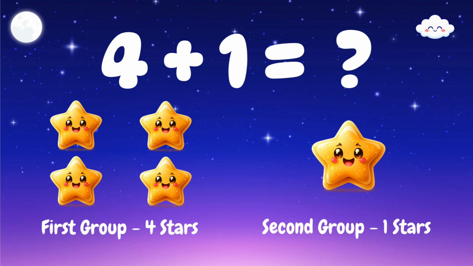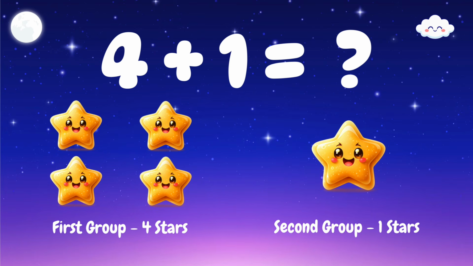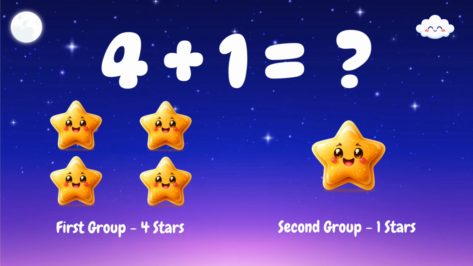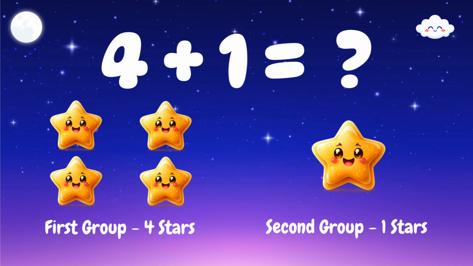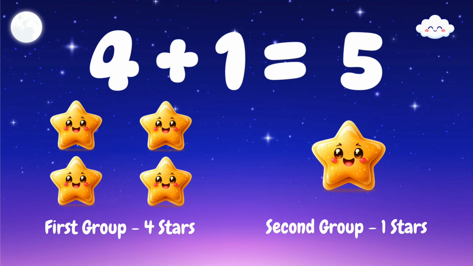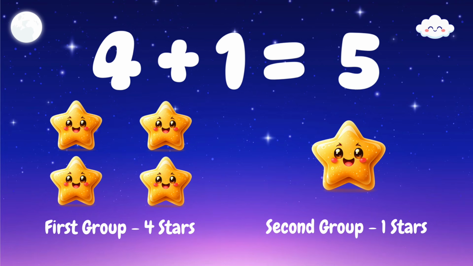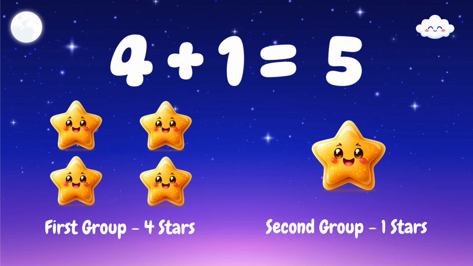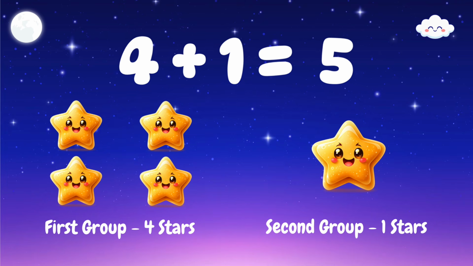Next one. We have 4 stars and 1 star more. Let's add them together. 4 stars plus 1 star equals 5 shining stars. Great job kids.